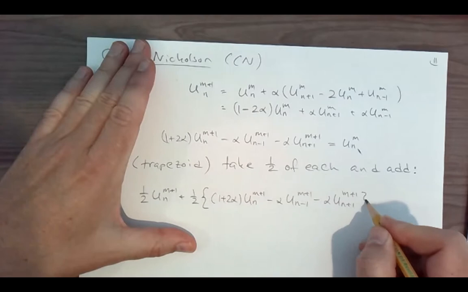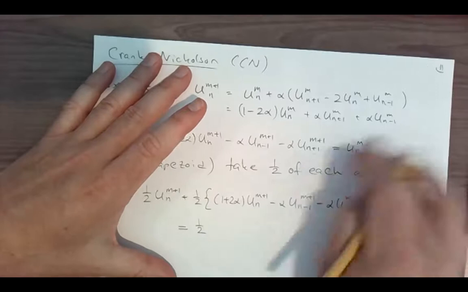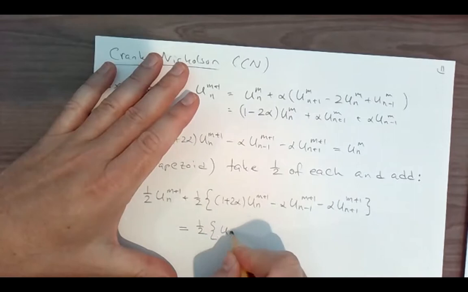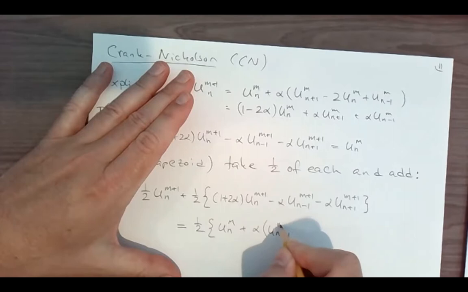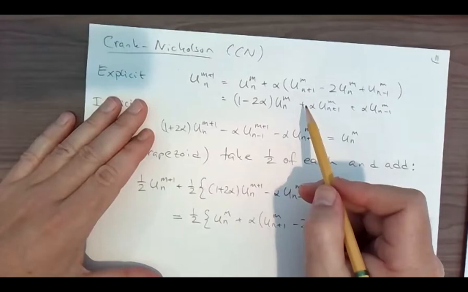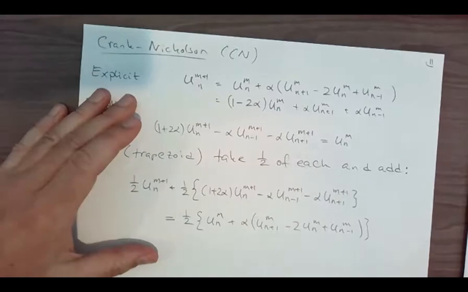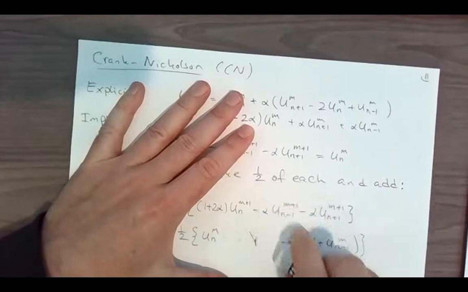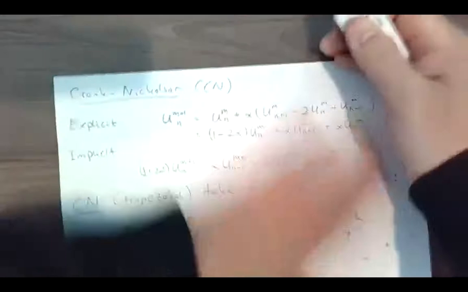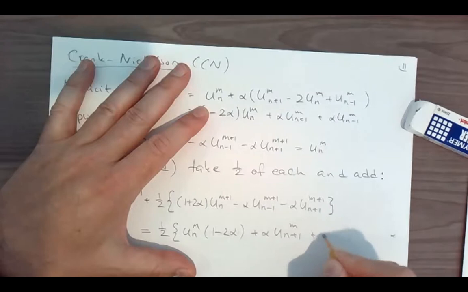And I take a half of the right hand side. This is 1/2 of the top one, u_m^n alpha u_m^n minus 2 u_{m-1}^n. That was half of the top one, and then I have a half of, I copy pasted the wrong line. I should have copy pasted the bottom one. Sorry, guys. It's a little bit better. This is 1 minus 2 alpha, alpha u_{m+1}^n, alpha u_{m-1}^n. And then plus a half of this guy.